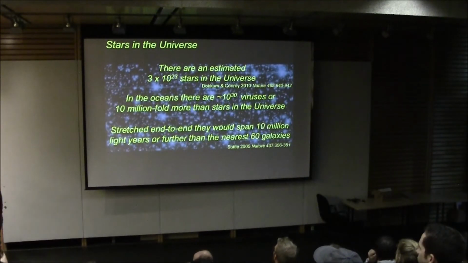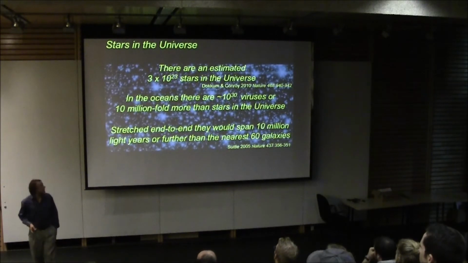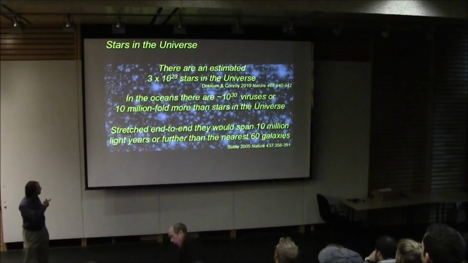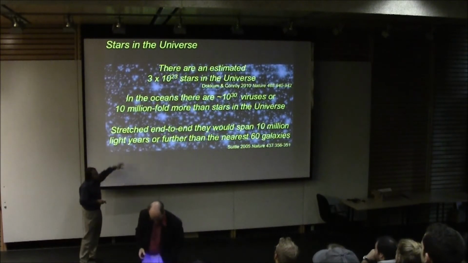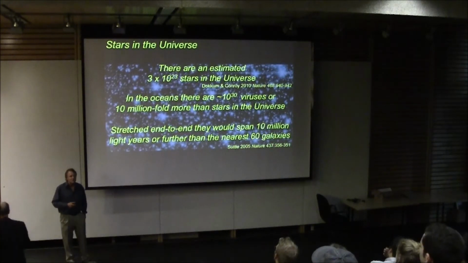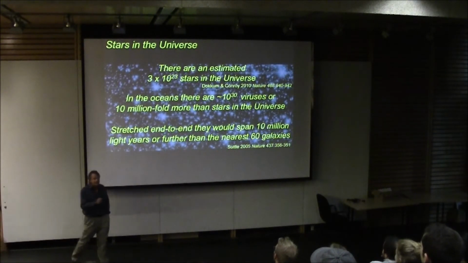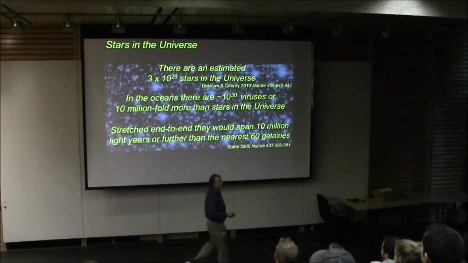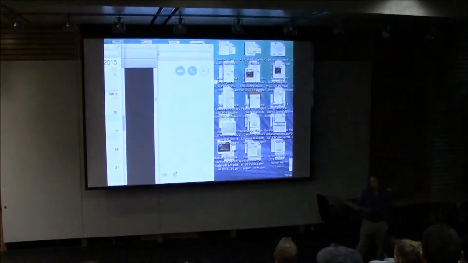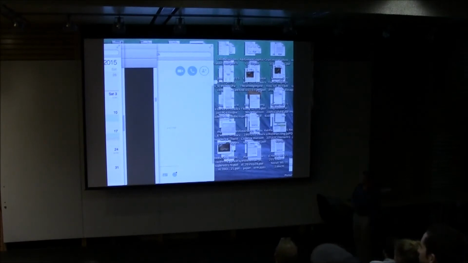So if we look at the oceans itself, there are about 10 to the 30th viruses in the ocean. If you stretch those viruses end to end, amazingly they would go 10 to the 7th light years, further than the nearest 60 galaxies. I think that's a really interesting number, because it turns out there are about Avogadro's number of infections per second in the ocean.